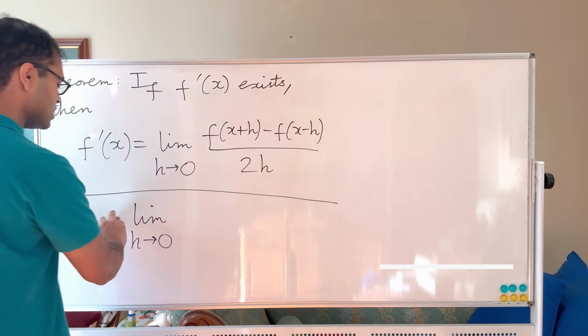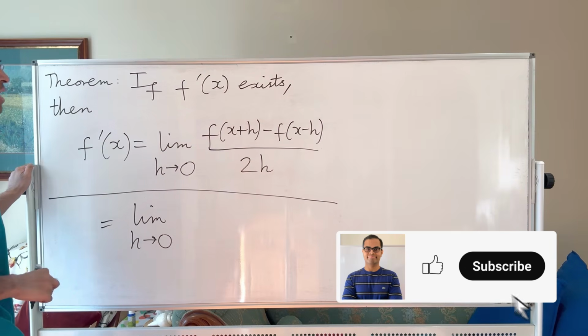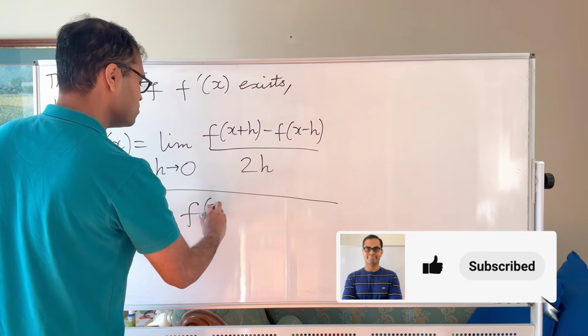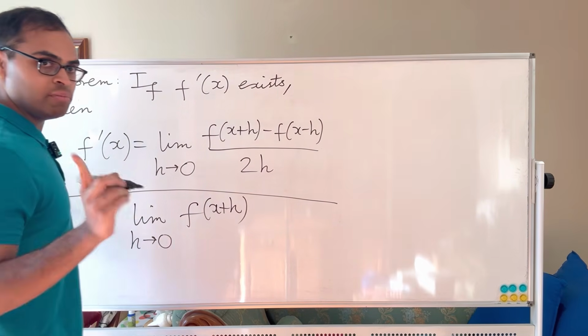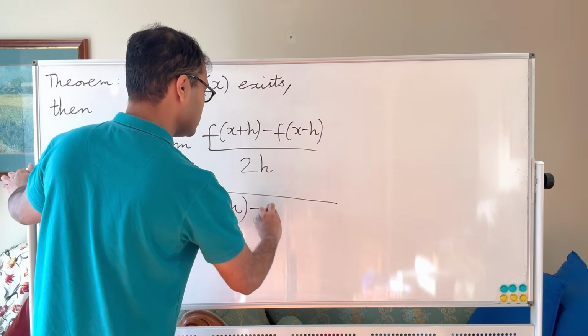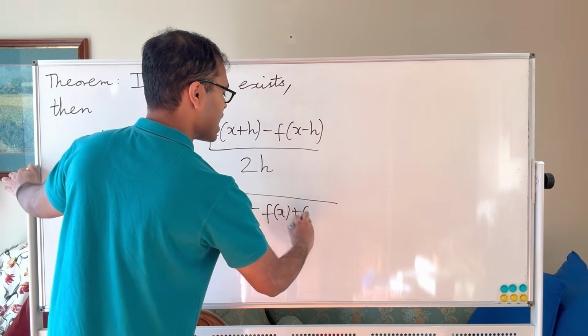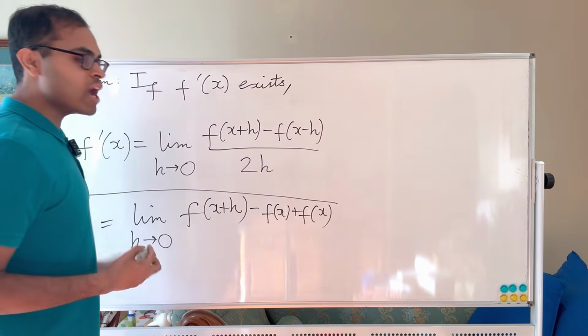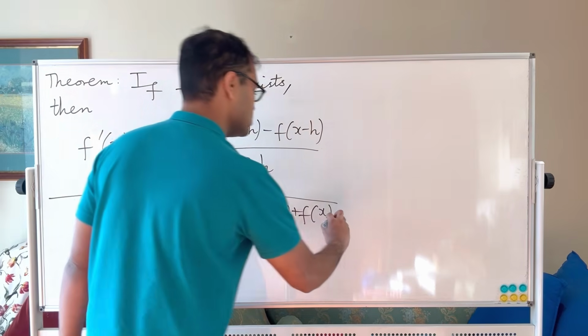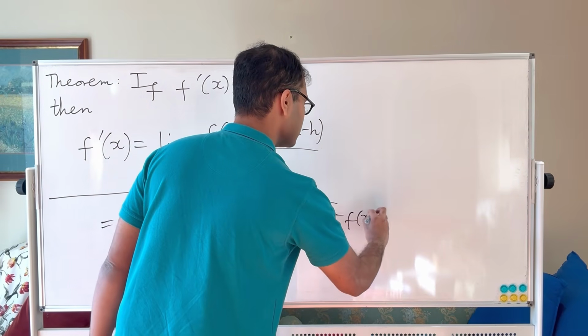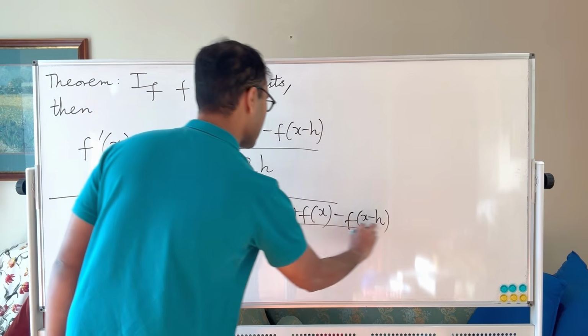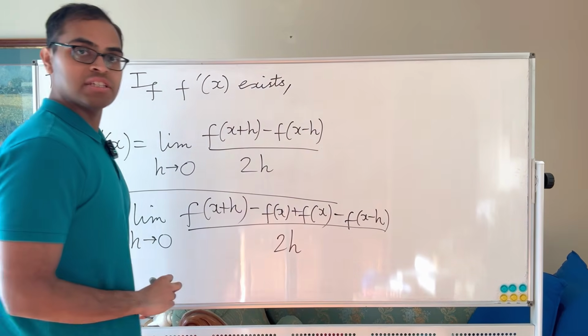So this limit is going to equal, I'm going to start off with this limit here, and I'm going to do this really neat trick, but we have to be careful. The really neat trick is I'm going to subtract f of x and add f of x. Subtract and add the same quantity gives back the original expression, minus f of x minus h divided by 2h. Okay, so that's the first step.